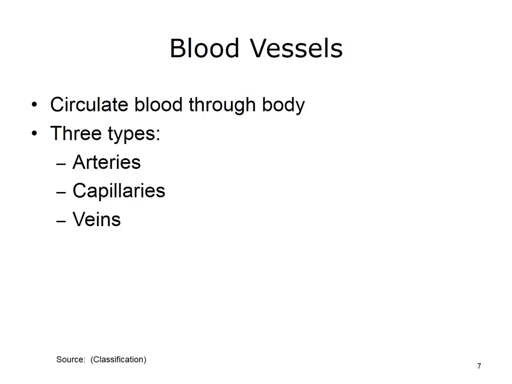You might want to think about blood vessels as the pipes that circulate blood through the body. Blood vessels are divided into three categories: arteries, capillaries, and veins.